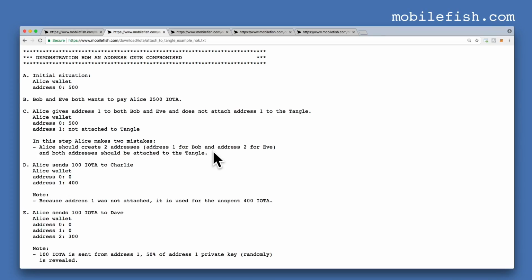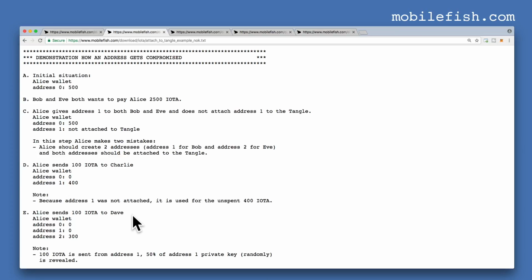Alice should create two addresses, address 1 for Bob and address 2 for Eve, and both addresses should be attached to the Tangle. Now Alice sends 100 IOTA to Charlie. This is Alice's wallet after she has done this. Because address 1 was not attached, it is used for the unspent 400 IOTAs.